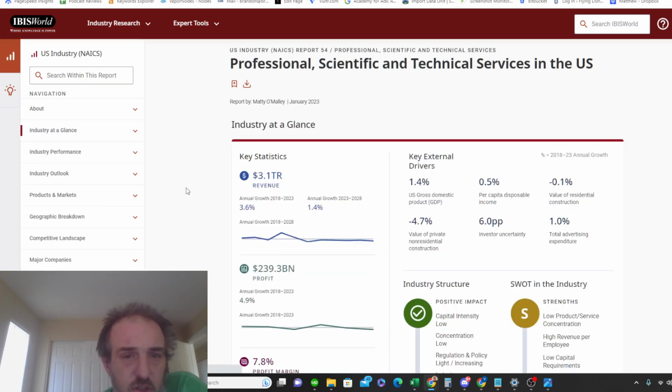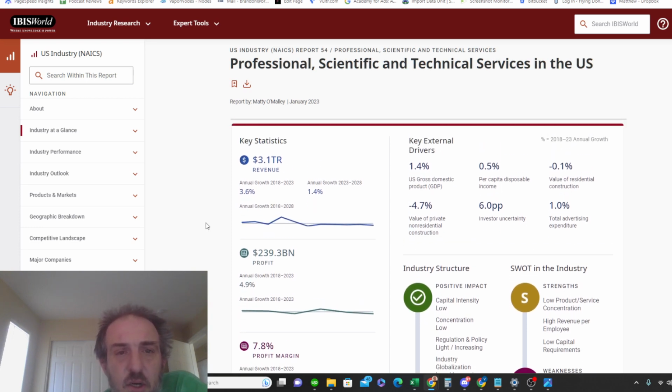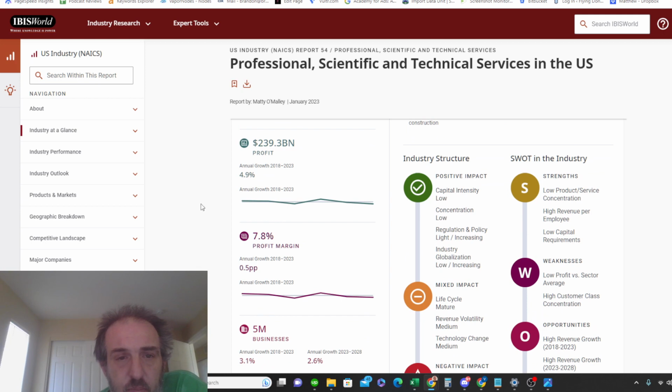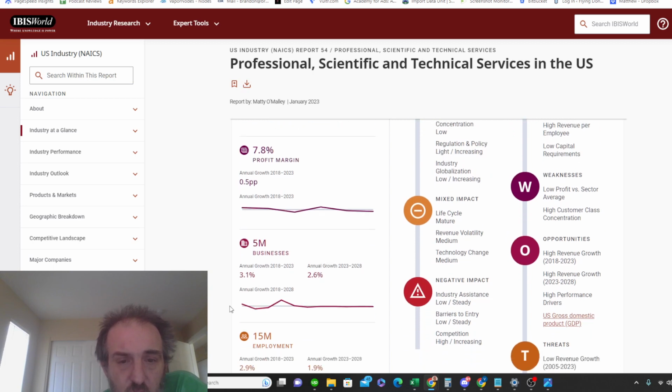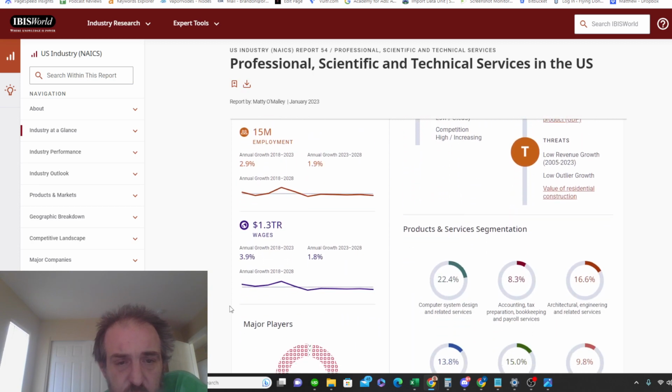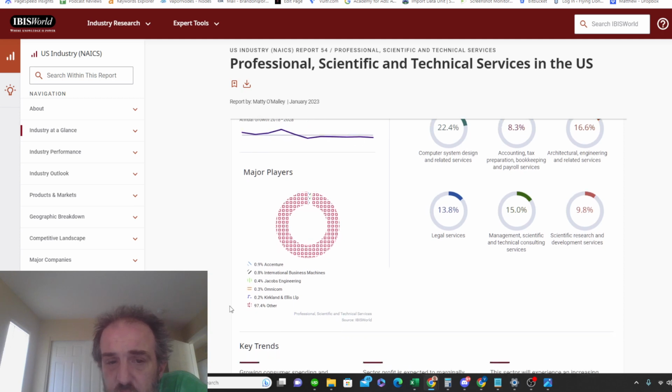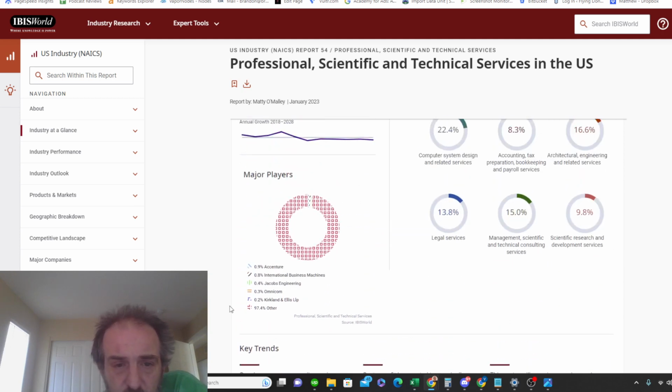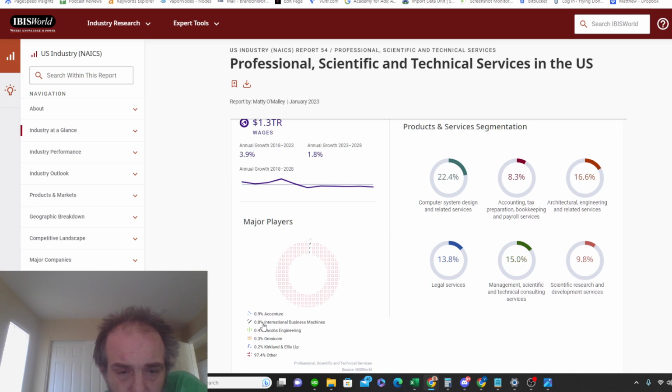If you go to industry at a glance, it will then show you the revenue, annual growth, profit, actual profit margin, how many businesses there are, employment, wages, major players. This is an easy overview. It shows you who the largest ones are, and look at this. None of them have more than 1% of the market share. And that's because you're in a really, really broad category.